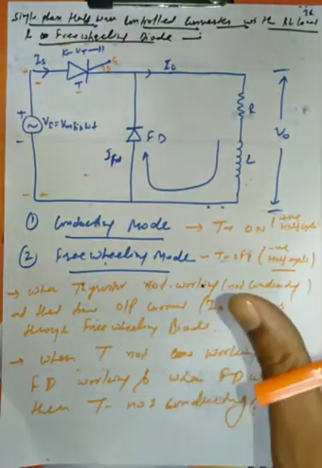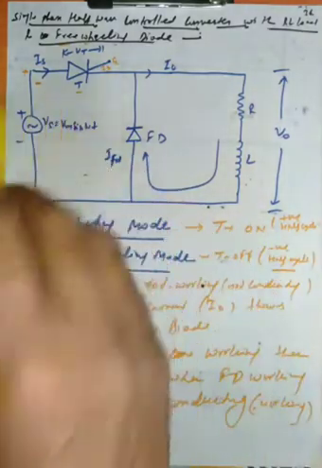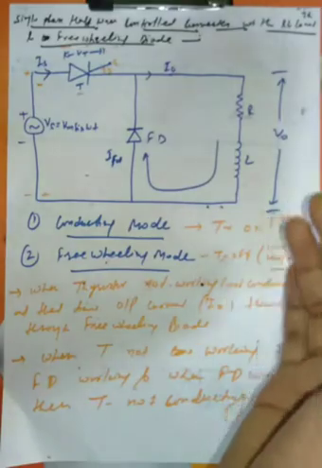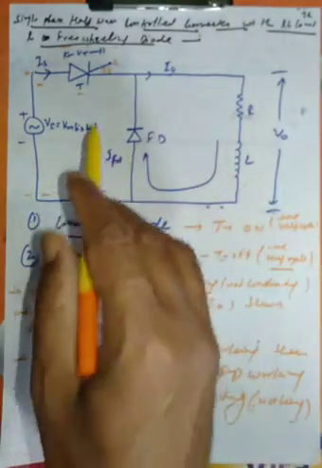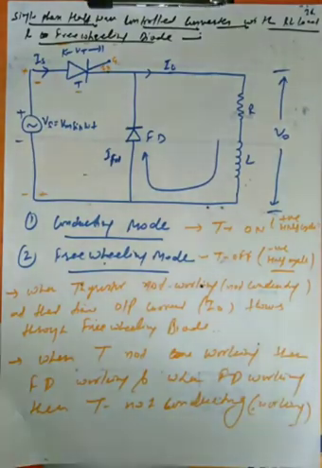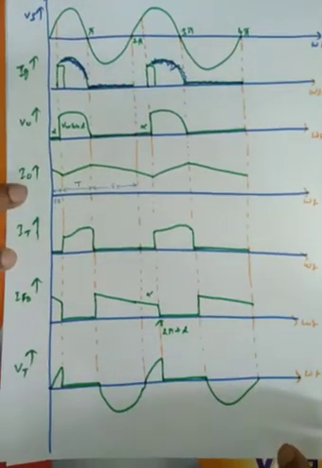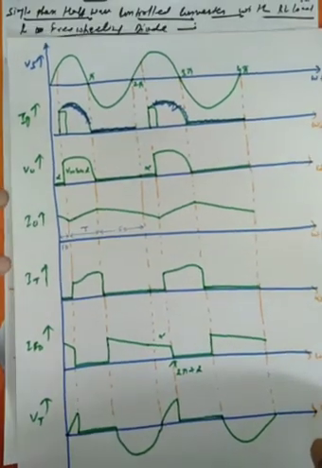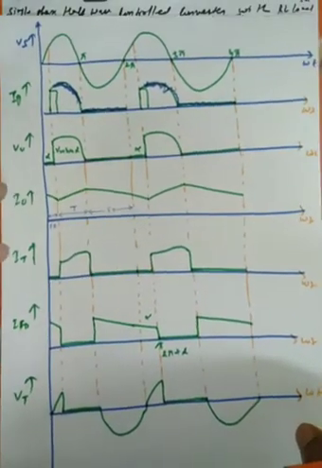That means whenever the thyristor is working, the freewheeling diode will not be working, and whenever the freewheeling diode is working, the thyristor will be in the off state. You can see this in the waveform of the half wave controlled rectifier with RL load and freewheeling diode.